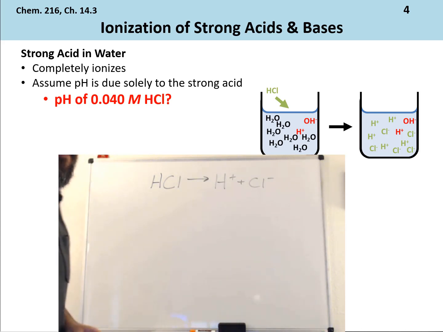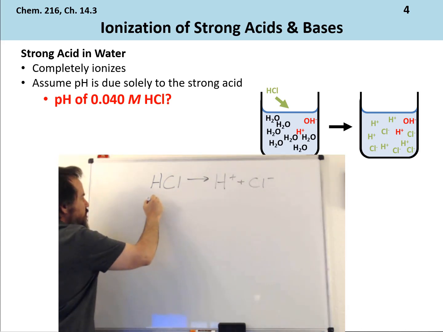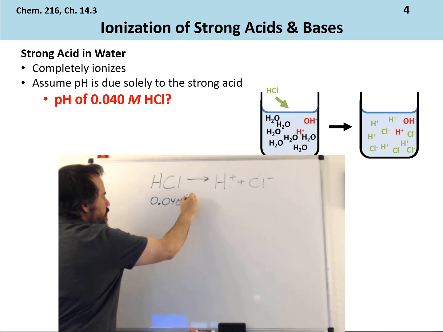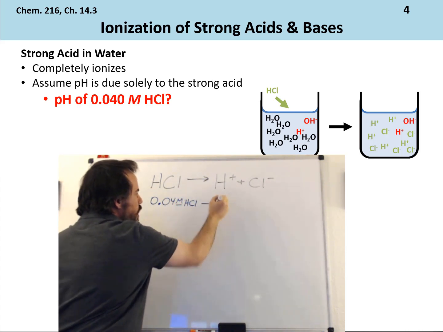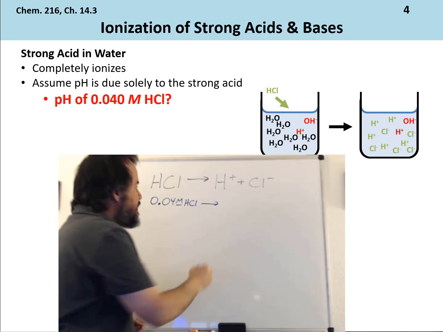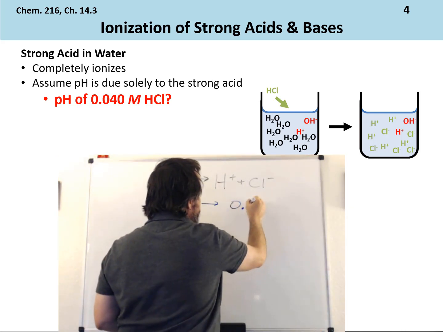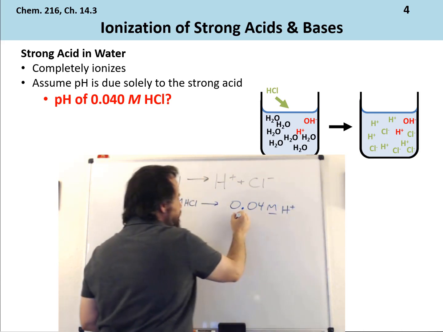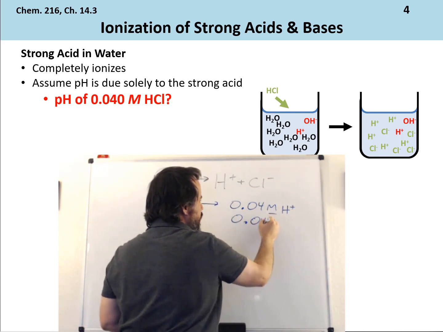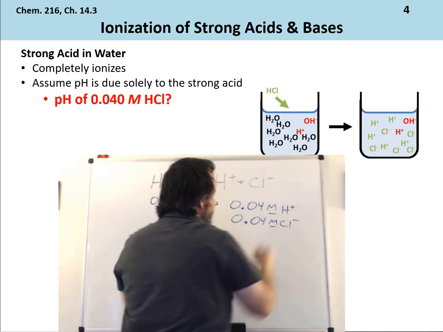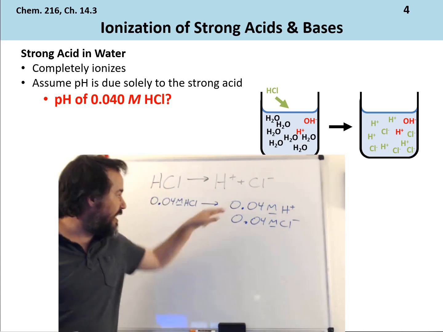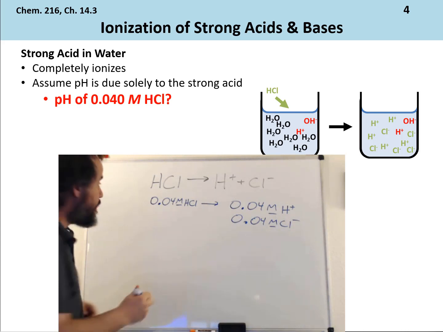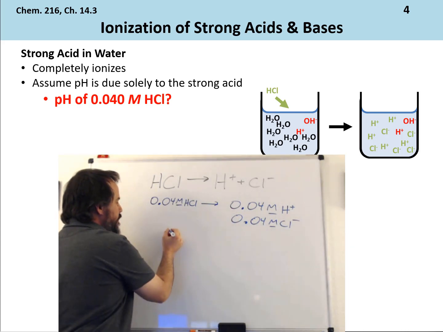And so what this means is if I start off with 0.04 molar HCl in water, it's going to go ahead and form 0.04 molar H plus and 0.04 molar Cl minus. I don't really care about the Cl minus. I care about that H plus though, because that's 0.04 molar.